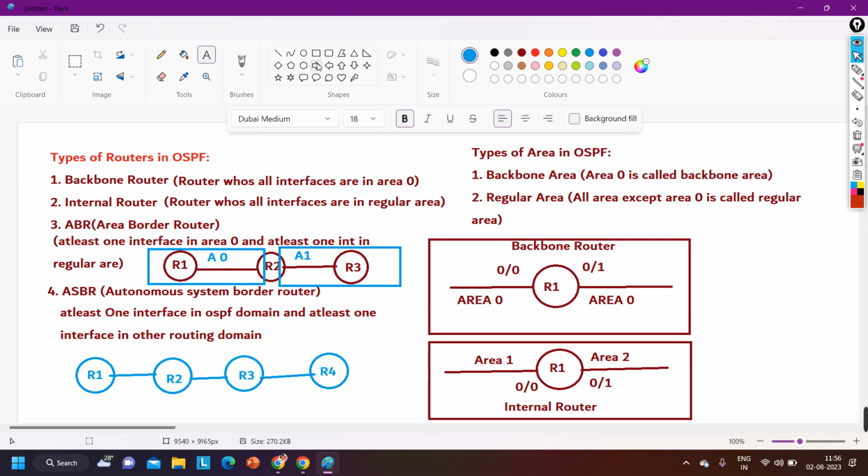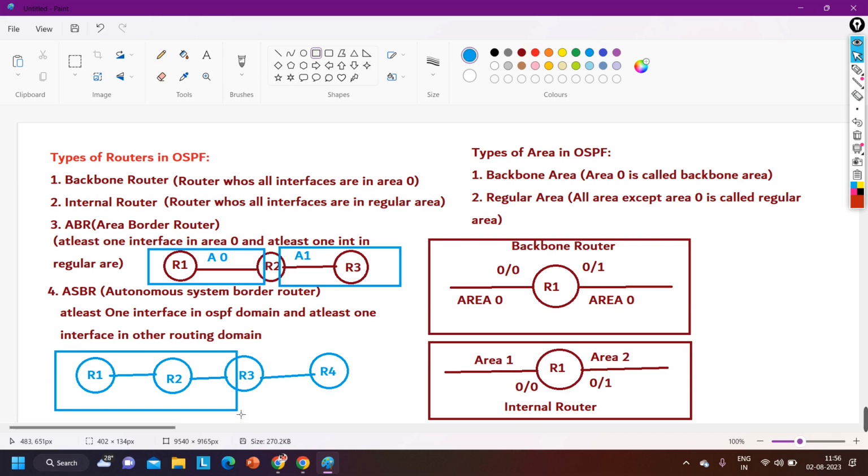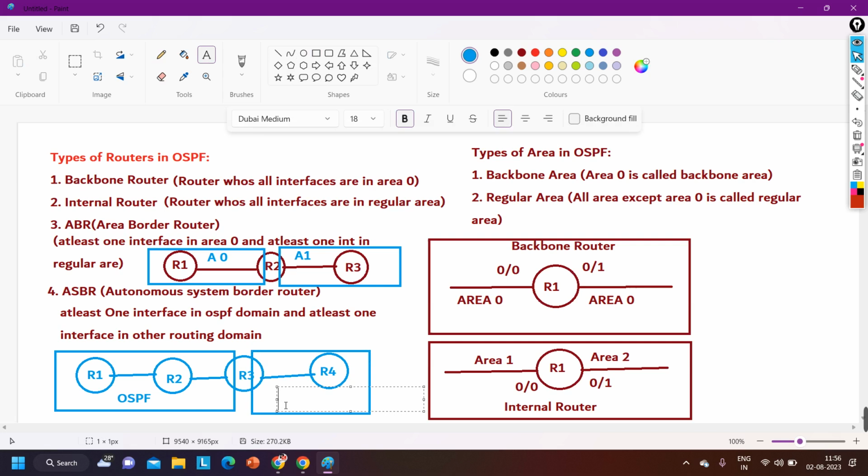Fine. See, let's say this is my OSPF domain. Here I am using which routing protocol? OSPF. And here I am using, let's say, EIGRP routing protocol. This is a different department, so in this department the engineer has configured EIGRP. Now see, router 3 has one interface in the OSPF domain and one interface in the EIGRP domain. Yes or no? So router 3 will become which type of router?